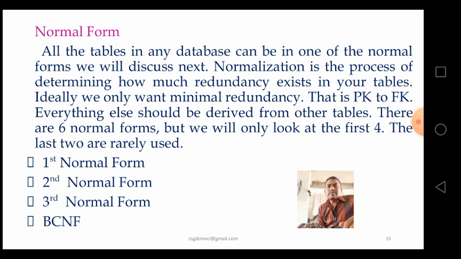In normalization, six normal forms are available, but we are discussing only the first four. The last two are rarely used. The four normal forms are first normal form, second normal form, third normal form, and Boyce-Codd normal form, that is the fourth normal form. These are the different normal forms.